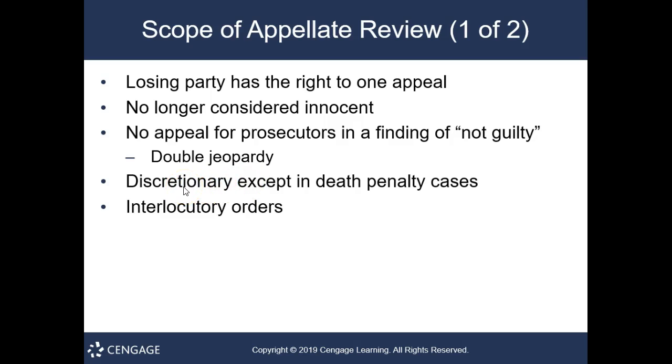These appeals are often discretionary to higher levels, such as the Supreme Court of each state, or certainly the federal Supreme Court. And this would be true in state courts, except in death penalty cases where there tends to be a right of appeal. And again, typically they'll give you a right to appeal to the Supreme Court. And there can also be interlocutory orders that are made.